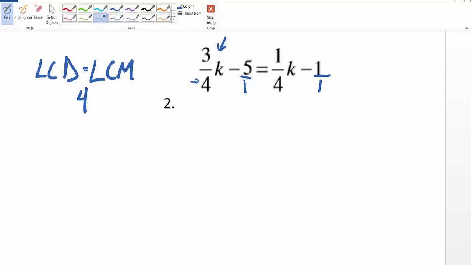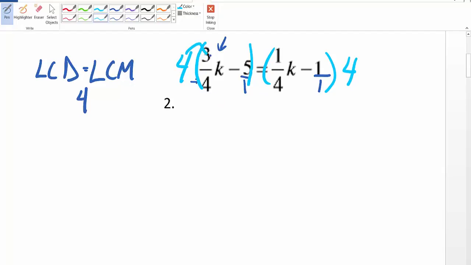Now, the whole reason why we actually care about the LCD or the LCM is because that's the number that we're going to go ahead and multiply on both sides. Because when we multiply that magical number 4, every single fraction will end up dropping out and canceling, and that's kind of like a good thing. We don't like fractions if we don't have to deal with them.